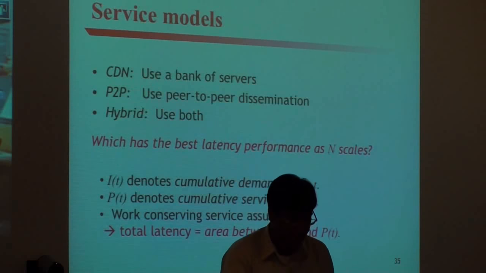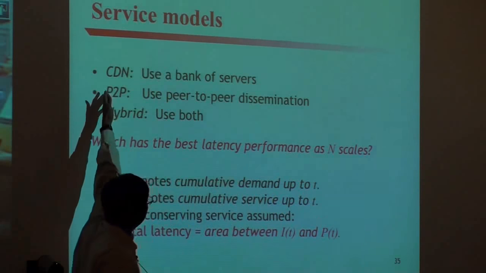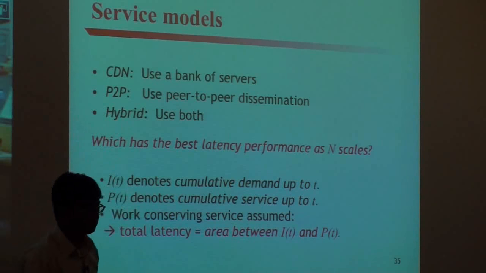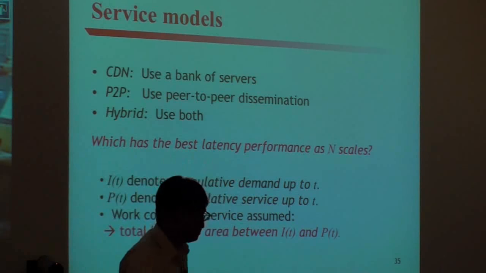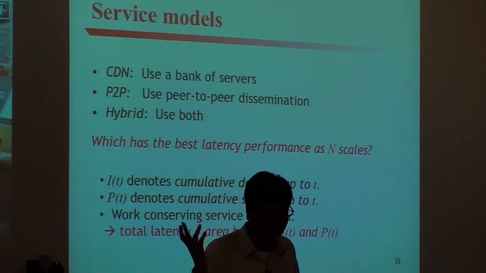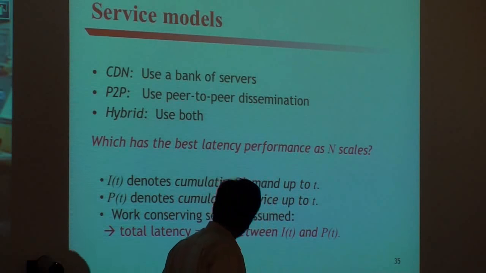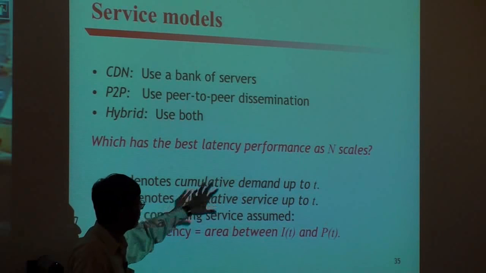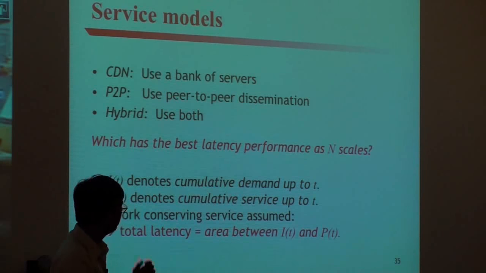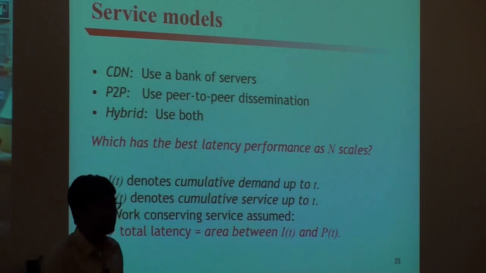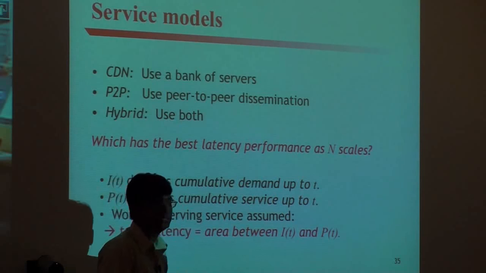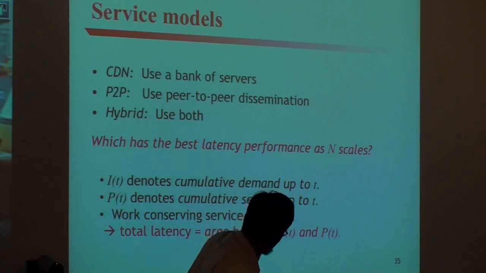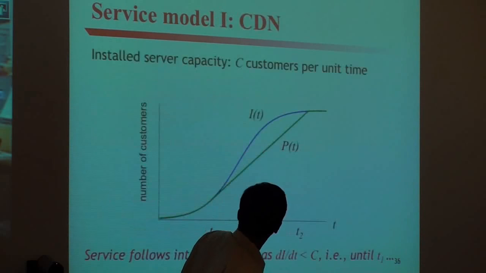All right. So what am I going to do? I can use the CDN, which I call a bank of servers. I can use peer-to-peer, or I can use both. And since I'm giving this talk, I'm going to basically show that hybrid has some phenomenal performance improvements. So a little bit of notation again. I of t is the number of interested people in this file. It's the cumulative demand. P of t is the number of people who possess the file. It's the cumulative service. So I really need to just work with these two. And I'll say why the total latency is the area between those in just a second.